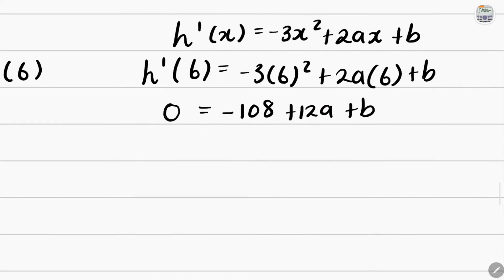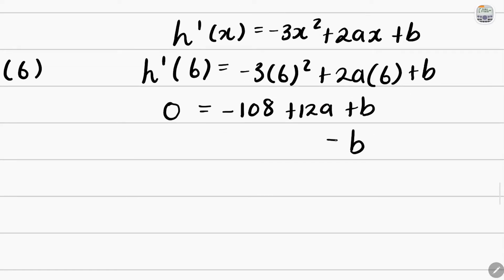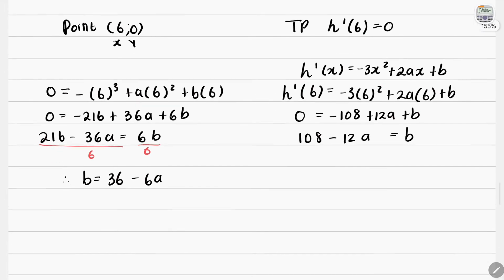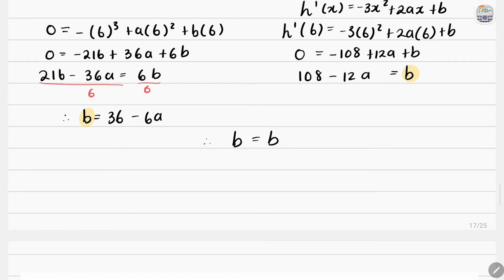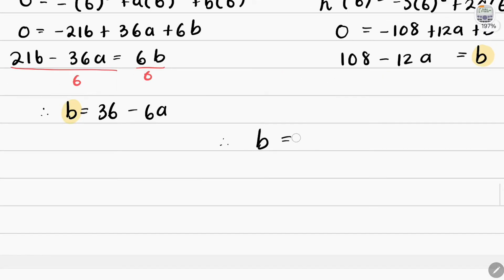And you see how b can also be made the subject here. So let's leave it on the right-hand side. And we have positive 108 minus 12a. Okay, great. So we've got b is equal to b. So we can just equate them. B equals b. So b is equal to b.